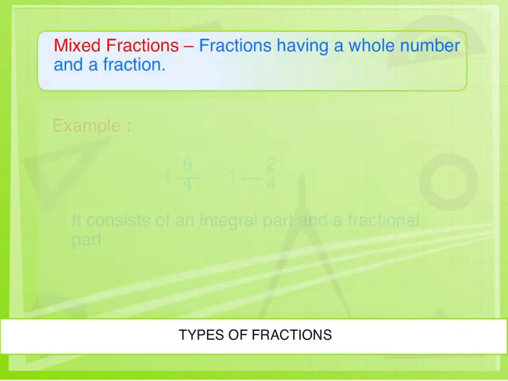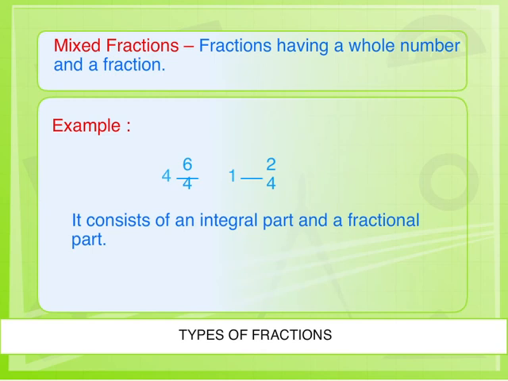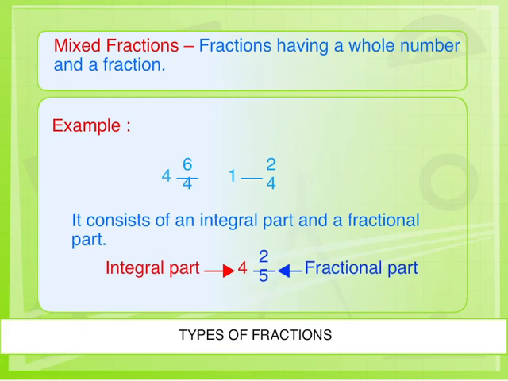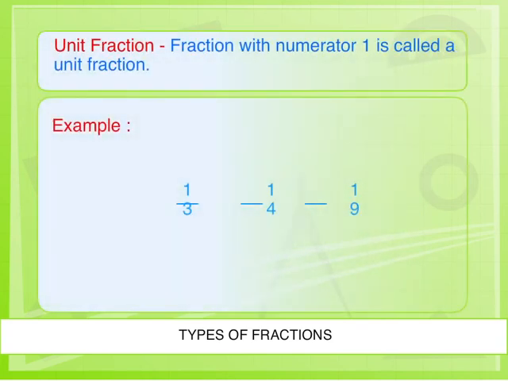Mixed fraction. A combination of a whole number and a proper fraction is called a mixed fraction. In a mixed fraction, the whole number is called the integral part and the fraction is called the fractional part. Unit fraction. A fraction having 1 as the numerator is called a unit fraction.